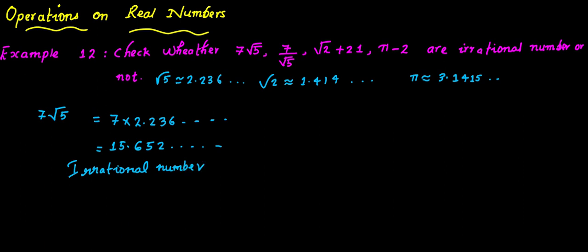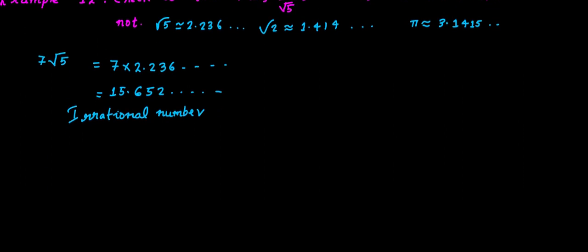Then what about the second one? 7 by root 5. Here we can't directly substitute the value 2.236. Before substituting the value, you should rationalize the denominator. Here the denominator is root 5. How to rationalize the denominator? You should multiply by root 5 in the numerator and denominator, so root 5 into root 5, and only then it becomes rationalized.